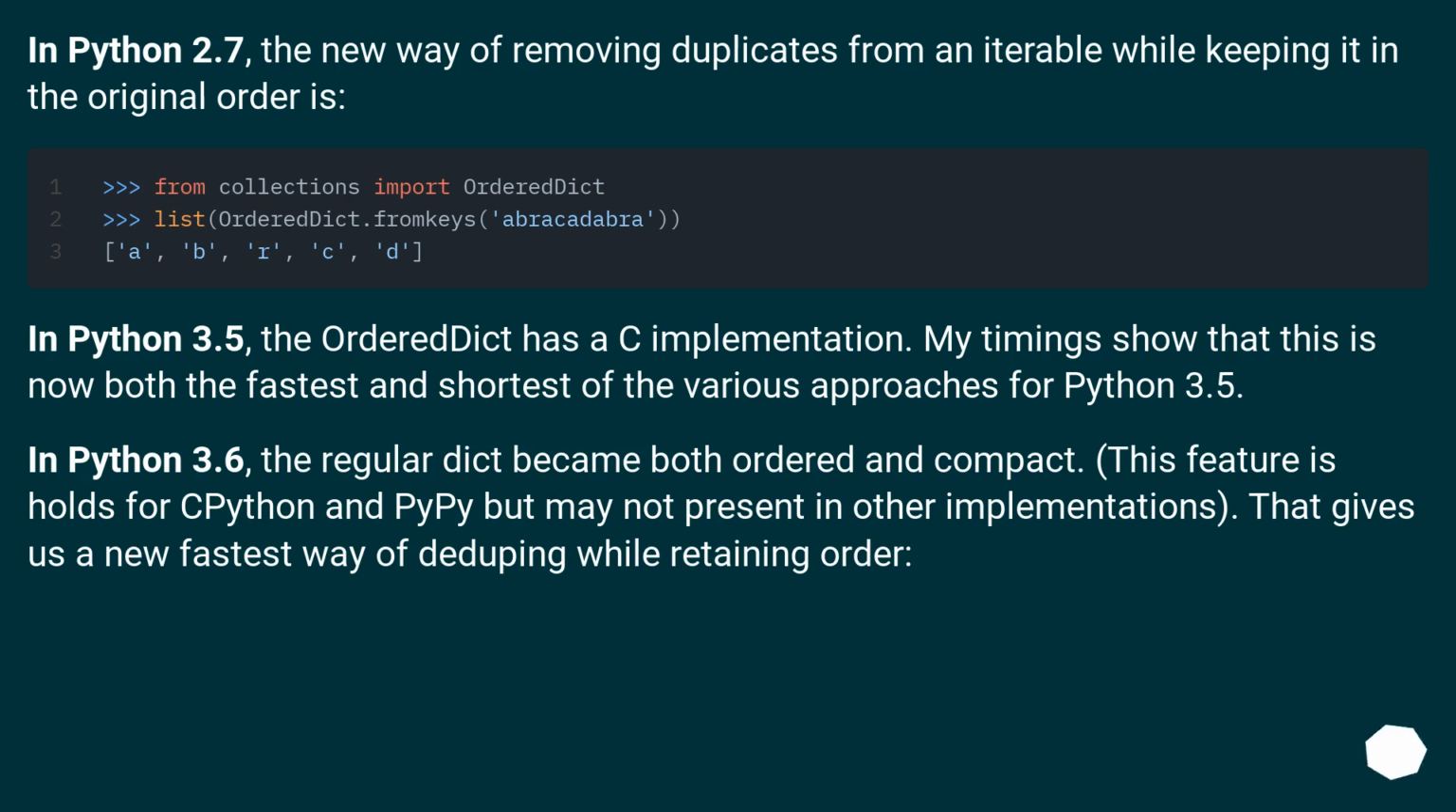In Python 3.6, the regular dict became both ordered and compact. This feature holds for CPython and PyPy but may not be present in other implementations. That gives us a new fastest way of deduping while retaining order.